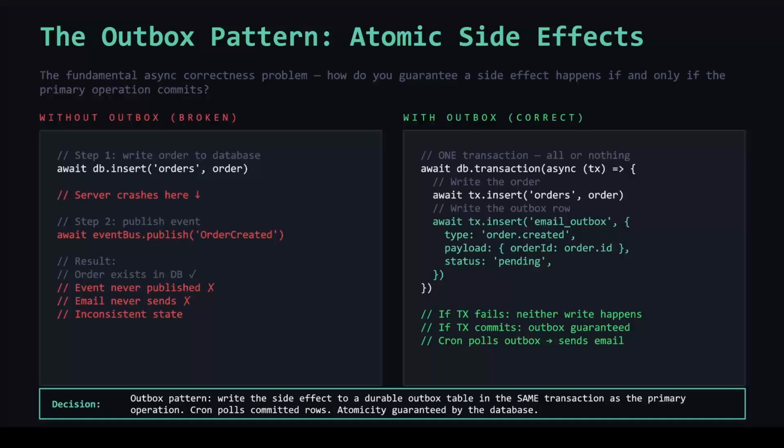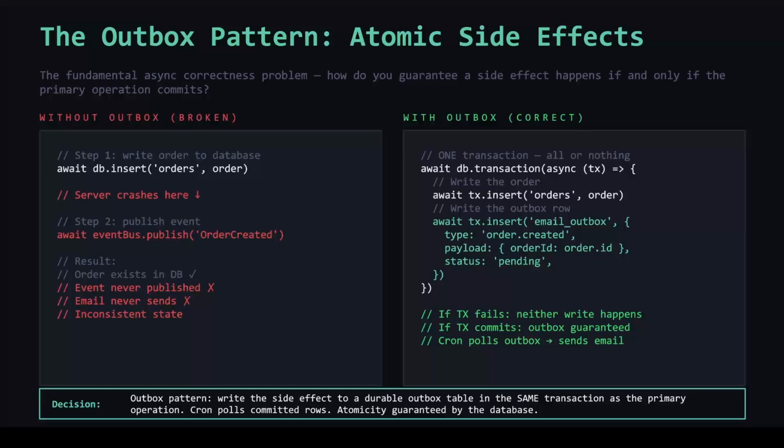The Outbox pattern. In the same database transaction as the order write, insert a row into the email Outbox table with the status pending. Both writes are atomic. If the transaction fails, neither write happens. No orphan email queued. If it succeeds, the Outbox row is durably stored and will be processed.